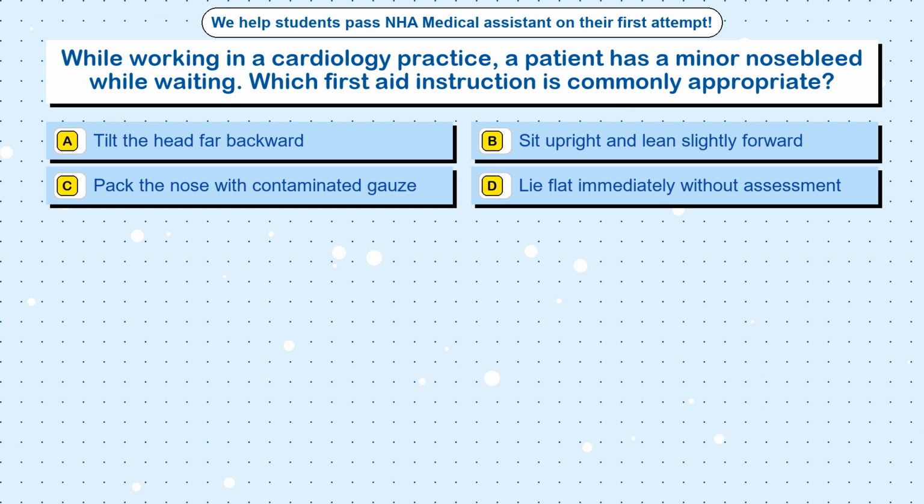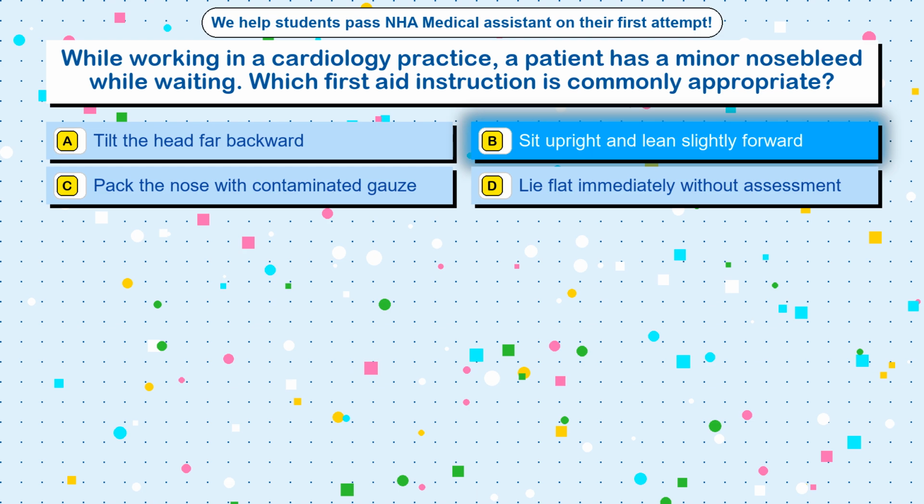Question 9. While working in a cardiology practice, a patient has a minor nosebleed while waiting. Which first aid instruction is commonly appropriate? Option A. Tilt the head far backward. Option B. Sit upright and lean slightly forward. Option C. Pack the nose with contaminated gauze. Option D. Lie flat immediately without assessment. The correct answer is option B.